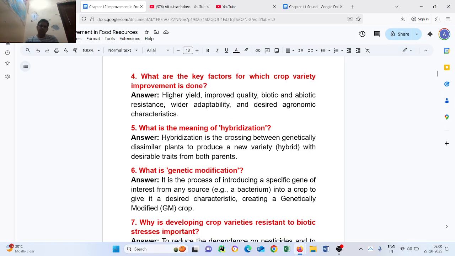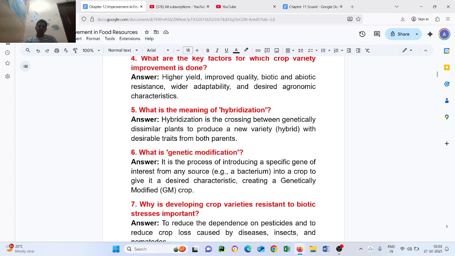Question number 5: What is the meaning of hybridization? Hybridization is the crossing between genetically dissimilar plants to produce a new variety, a hybrid, with desirable traits from both parents. Question number 6: What is genetic modification? It is the process of introducing a specific gene of interest from any source, for example bacterium, into a crop to give it desired characteristics, creating genetically modified GM crops.